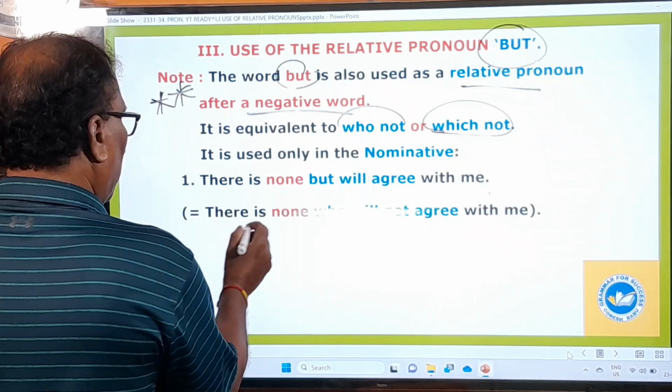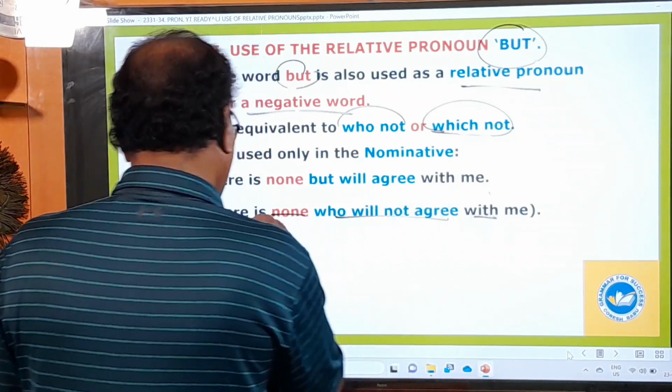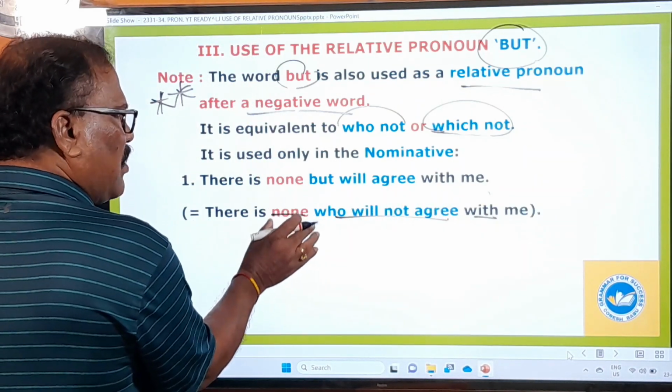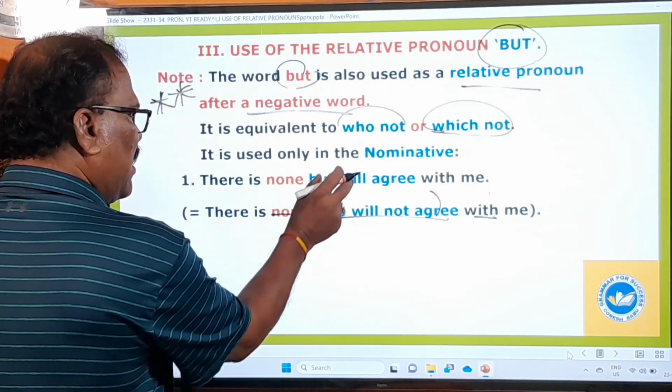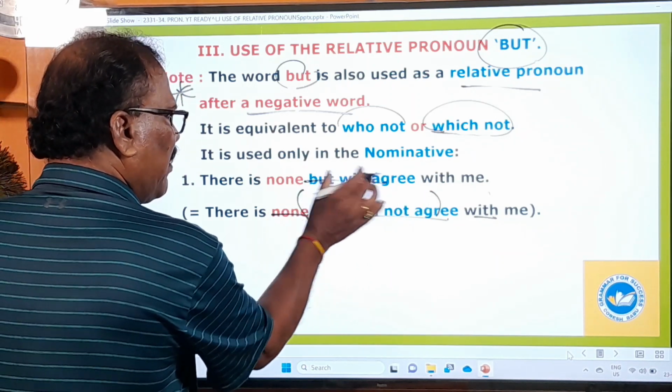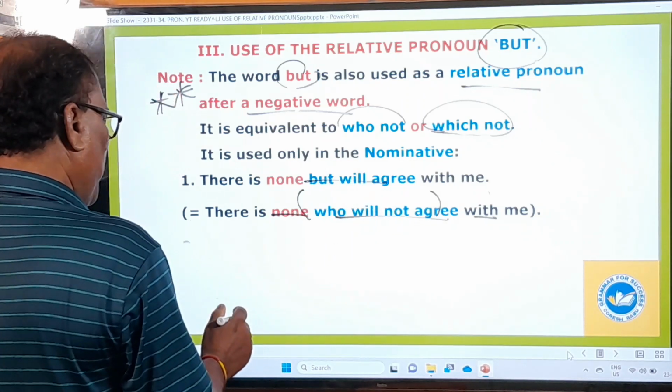Other things. There is none who will not agree with me. I am giving the meaning also for this sentence. Who will not agree, in blue color. The meaning is given here: the meaning of but will agree is who will not agree. Right. And one more example.